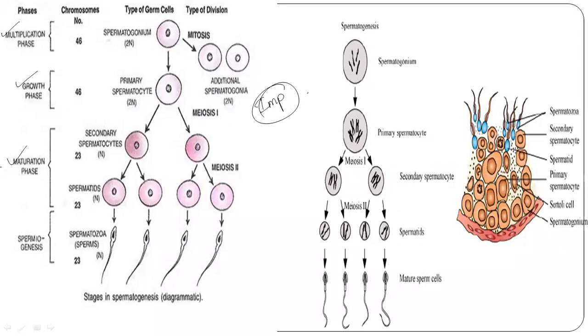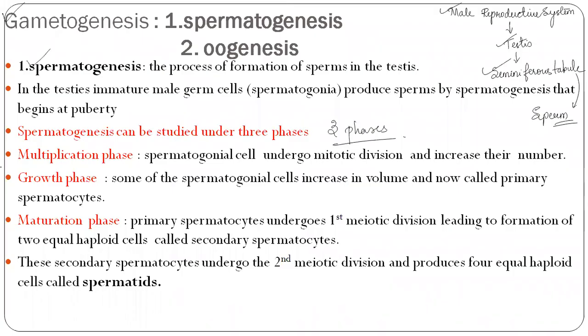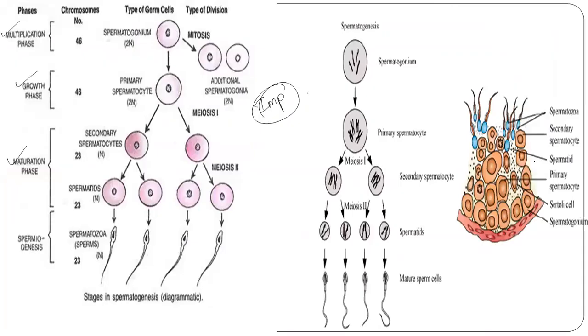Now, what happens here in the multiplication phase? You can write this down. Spermatogonial cells undergo mitotic division and increase their number. Now, students, you must be thinking, we always say that gamete formation is always meiosis, that is reductional division, yes or no?